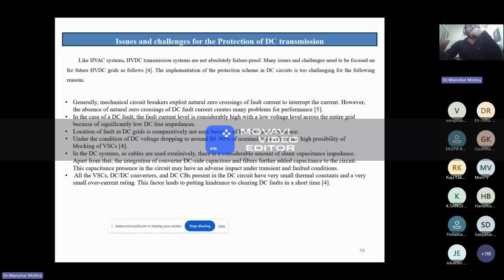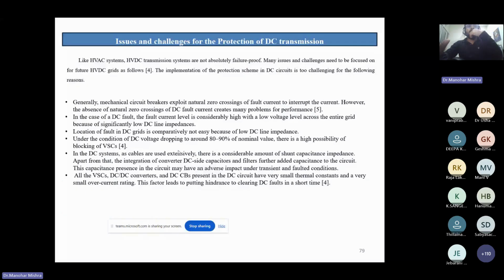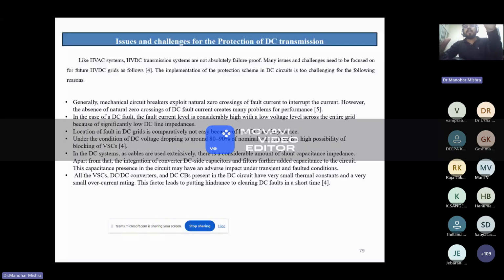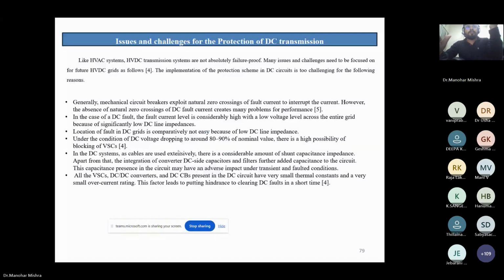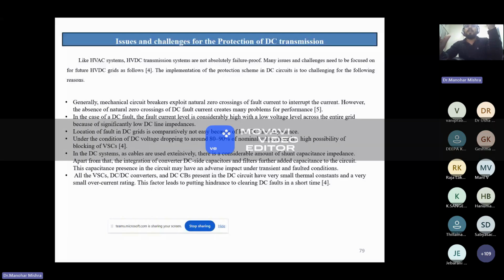Then these are the different issues and challenges of protection systems. As we know, a mechanical circuit breaker relies on the natural zero crossing of the current to interrupt the fault. With the absence of zero crossing in DC fault current, it creates many problems in providing good protection systems. In the DC fault, the current level is considerably high and the voltage level is low across the entire grid because of the significantly low DC line impedance. So this is one challenge.